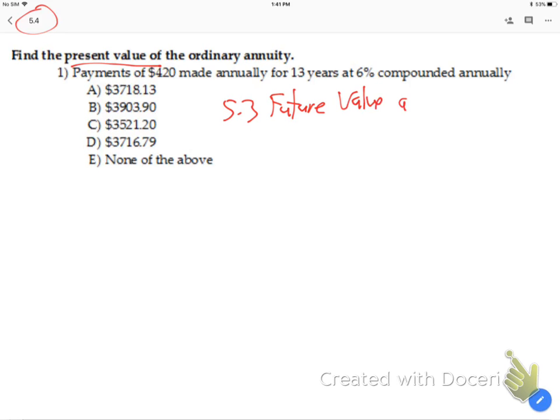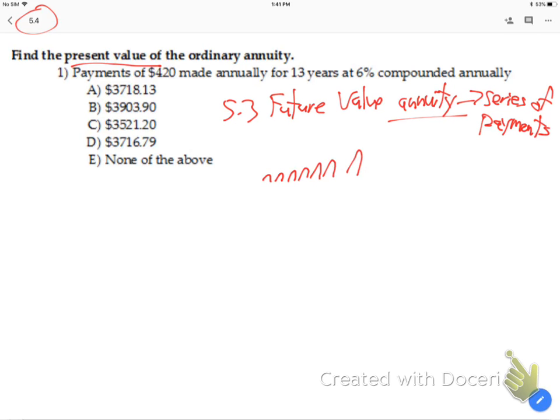Future value of what's an annuity, by the way? Annuity is a series of payments, right? So both of these, yesterday or last week, and today, are both annuities. So 5.3 was the future value of an annuity. That means if you're doing payments and it gets bigger, bigger, bigger, until a big pile in the future. That's future value.